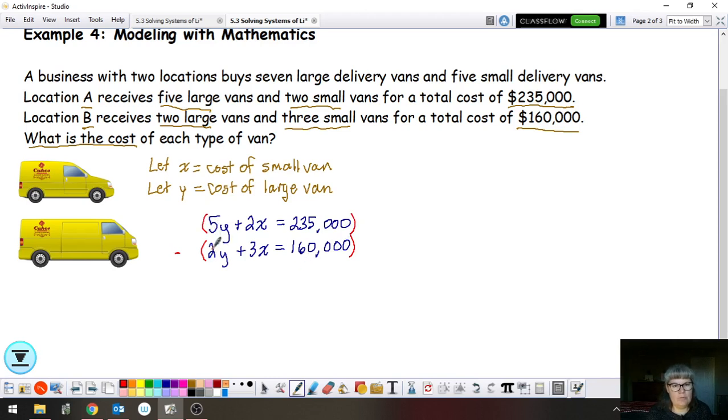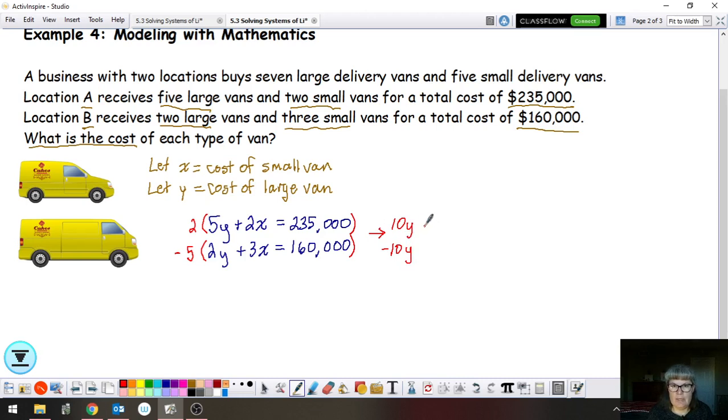And again, let's go ahead and eliminate the y's this time. So I know that both 2 and 5 will go into 10, so if I multiply the top equation by 2 and I multiply the bottom equation by negative 5, that will make the y term in the first equation a positive 10y, and the y term on the bottom equation a negative 10y. So we can see we're going to have opposite y values. Let's finish multiplying through our equations.